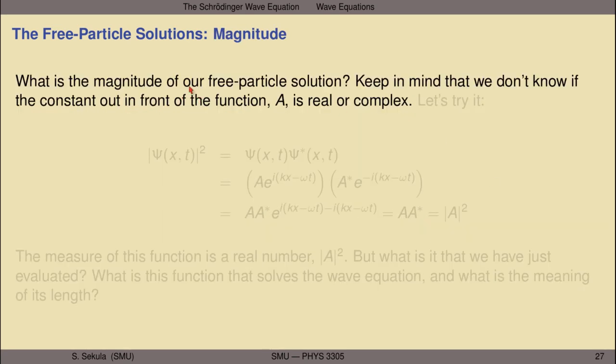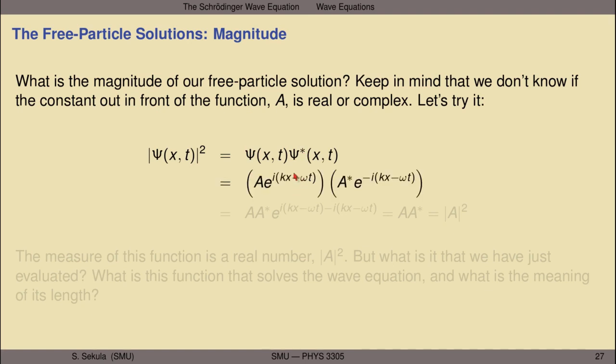Now, what is the magnitude of our free particle solution? And let's keep in mind that we don't know if the constant out in front of the function, A, is real or complex. So let's try to calculate the magnitude squared of the wave function of the free particle. Let's do that. So we're trying to calculate the absolute value of psi squared. And remember, in a complex space of functions or numbers, that's defined as psi times its complex conjugate, psi star.